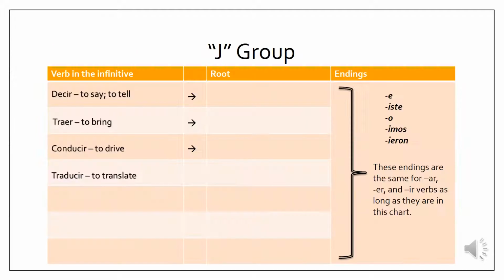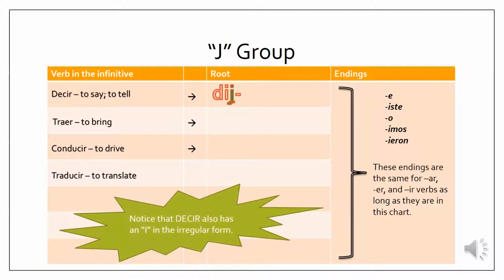So our last group of preterite irregulars are our J group, and this group does a couple of funny things besides just having the J. Our 4 major verbs in this group are decir, traer, conducir, and traducir. Let's start with decir. This is another one that will have an irregular within an irregular. We're going to have a J, but we're also going to change the E to an I. So our root of decir in the preterite is dij, dich.